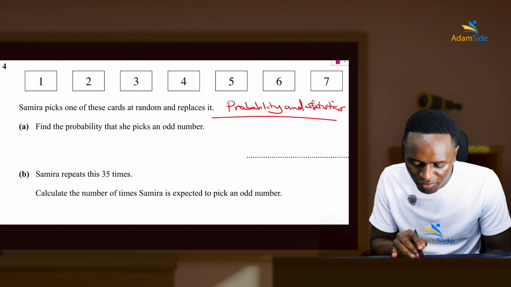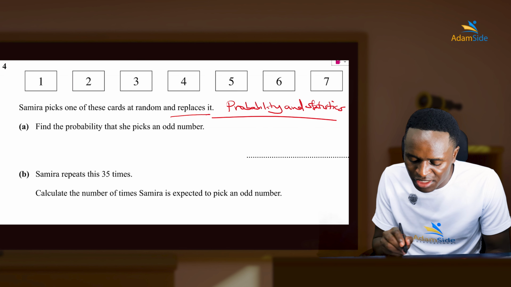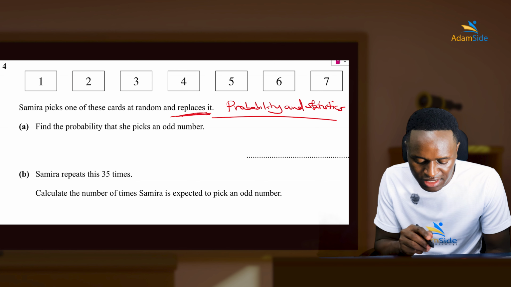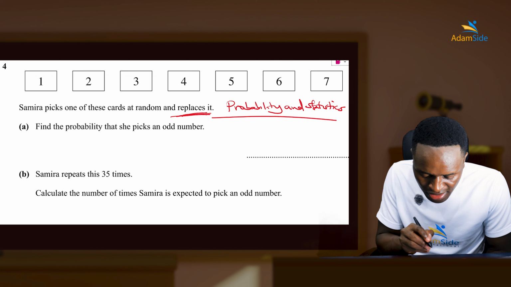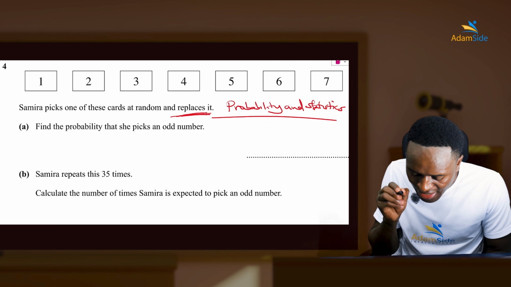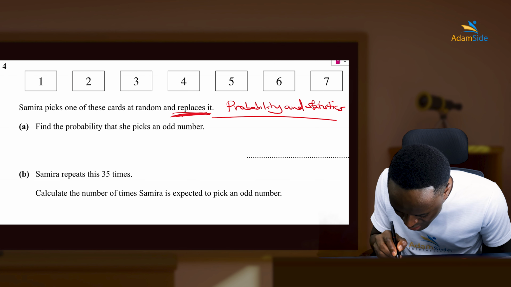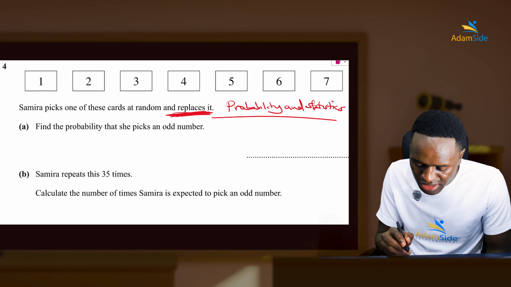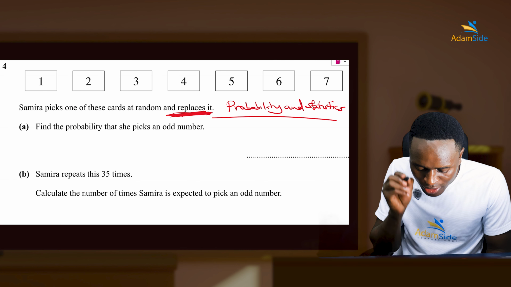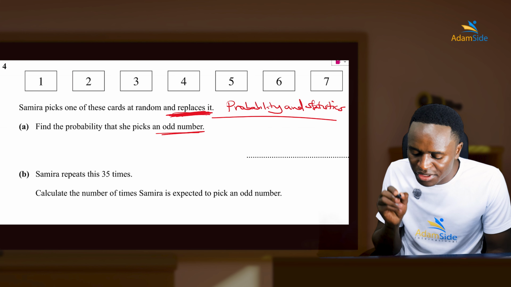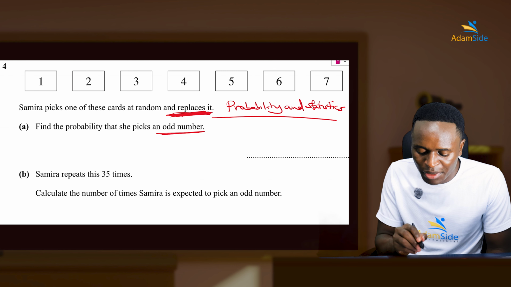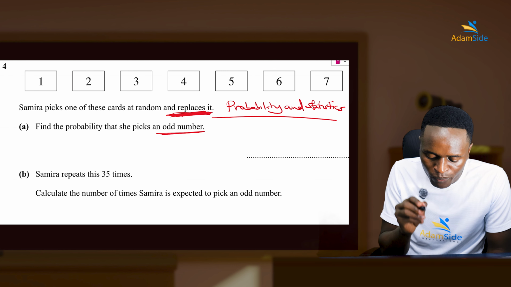Okay, Samira picks one of these cards at random and replaces it. It means the total outcome is not affected. Find the probability that she picks an odd number. This is where the examiner's trick is: and replaces it. So odd number. We need to find an odd number. What's an odd number? An odd number is any number that is not divisible by 2.